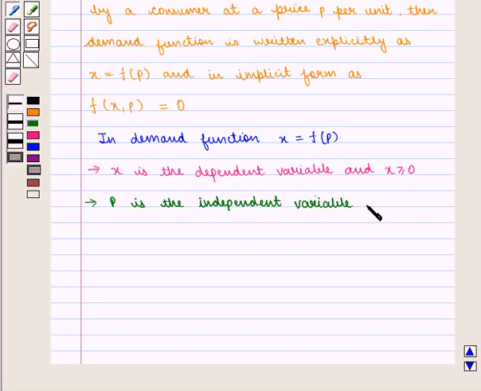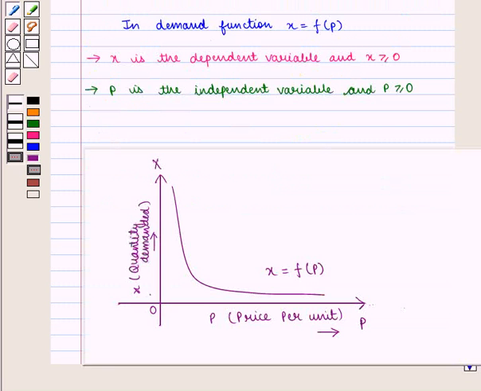And the value of P is greater than or equal to 0 as demand and price cannot be negative. Now, as price increases, demand decreases, and as price decreases, demand increases. Hence, the demand curve is a decreasing curve.